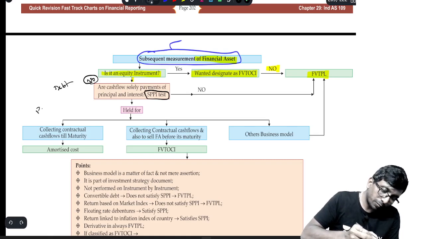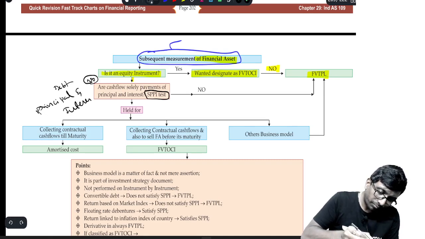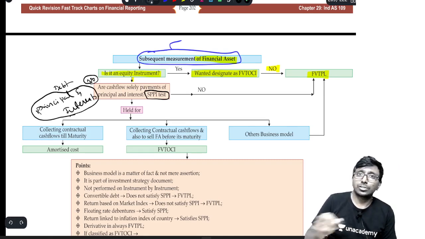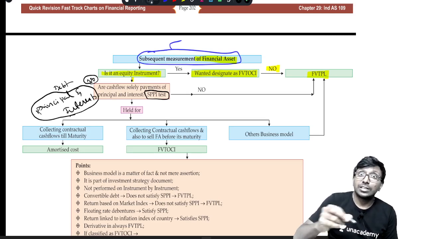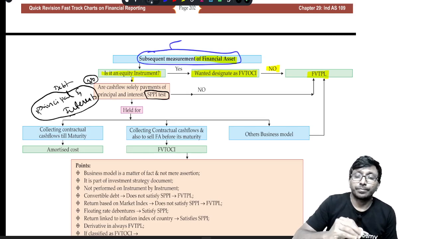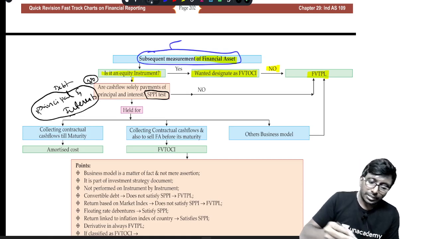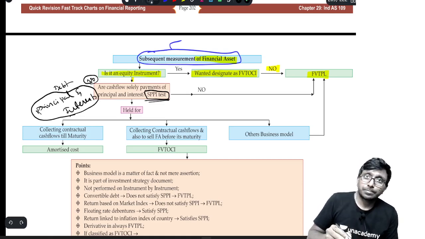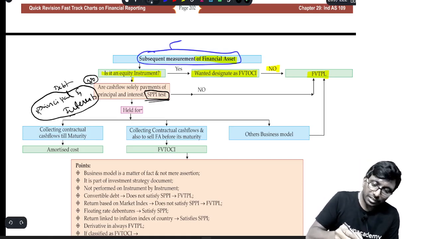First question: is it in the nature of principal and interest? Hope you got it. If you say yes, it satisfies the SPPI test. Yes, it is satisfying.